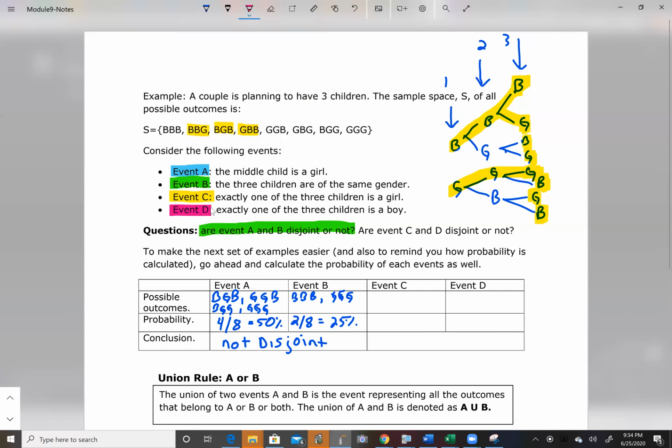And event D, exactly 1 of the 3 children is a boy. Only 1 is a boy. That happens here, here, and here. These do not overlap at all, so they are in fact disjoint.